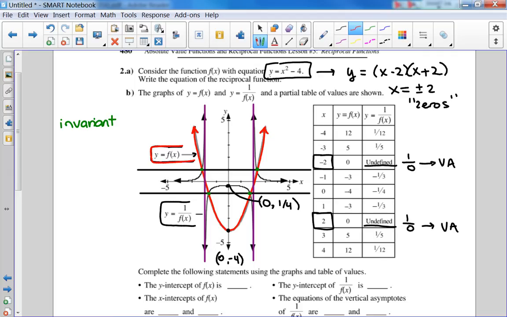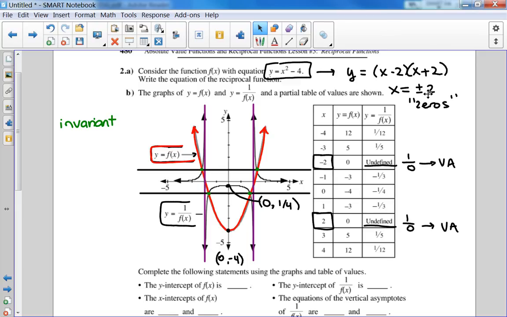Okay, now this is where it gets dicey. And I wish I had a pointer. Do I got a pointer? It's just going to move. I'll use my mouse. Okay, so watch my mouse. So starting at this invariant point, and it doesn't really matter where you start. You can start it anywhere. But how about we start at 0? This is where the red graph is 0. Everybody with me?